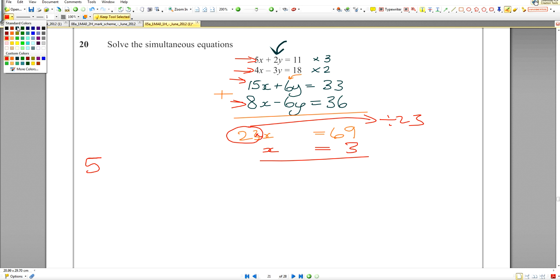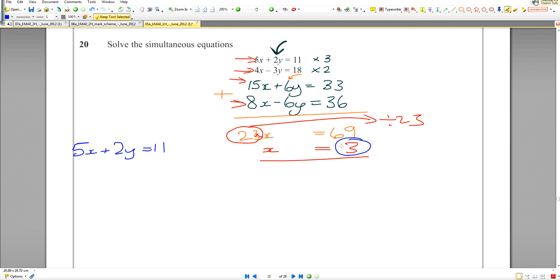Okay, let's get rid of the red and let's go for the blue. So we have here 5x add 2y is equal to 11. Let's grab that 3 from here and put it straight into there. Let's see what we get. 5 times 3 plus 2y is equal to 11.